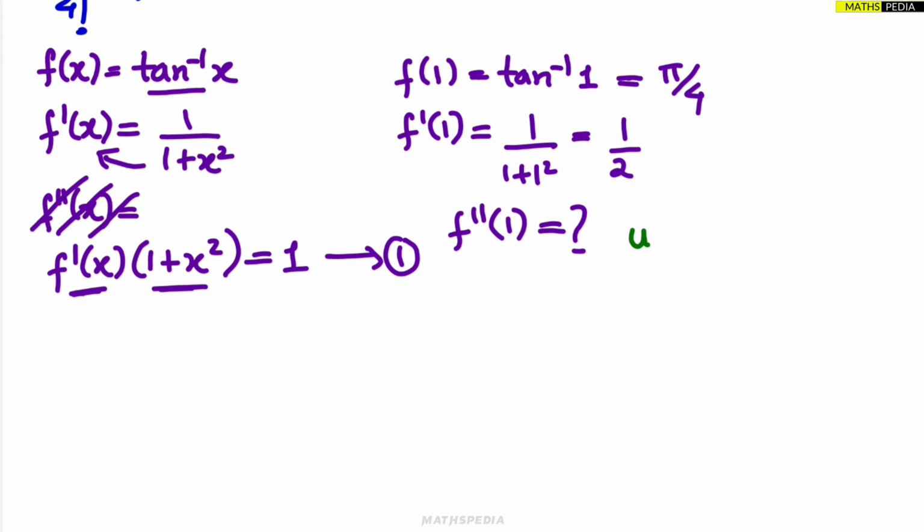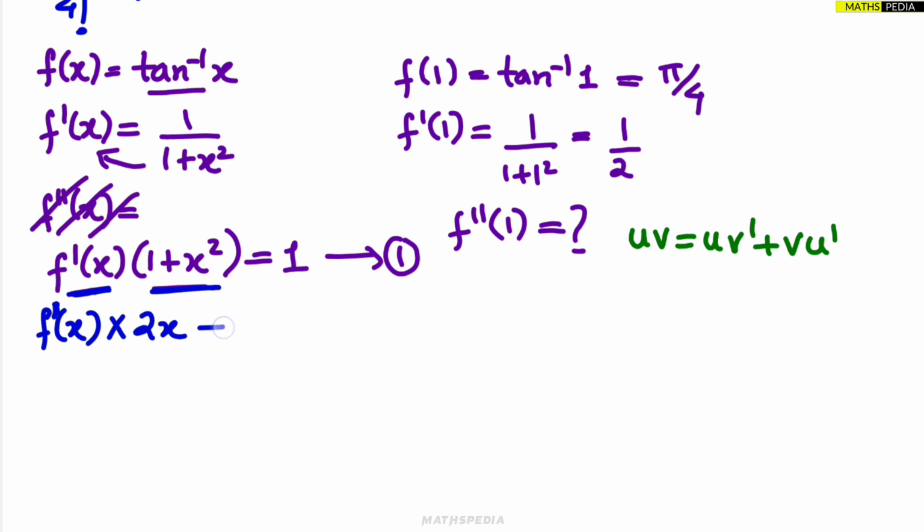So you have studied the product rule, u into v. Differentiation of that is nothing but first function into differentiation of second plus second function into differentiation of first. This is what we have to do. The same logic here. So what happens? First function is f dash of x as it is, into differentiation of second function: 1 differentiation 0, x square differentiation 2x, plus second function as it is into differentiation of first function, f double dash of x, equal to, here also I have to differentiate, it will be 0, constant differentiation 0.